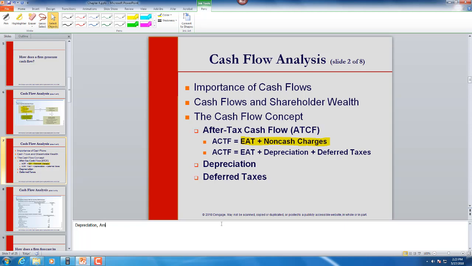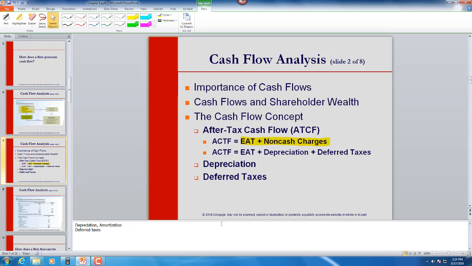And in case this is there, this is another non-cash expenditure, amortization. And also there is something else, deferred taxes. What are deferred taxes? The government allows companies in certain industries to use what is known as the MACRS system, whereby they are allowed to depreciate more than the normal percentage allowed under the straight line method.